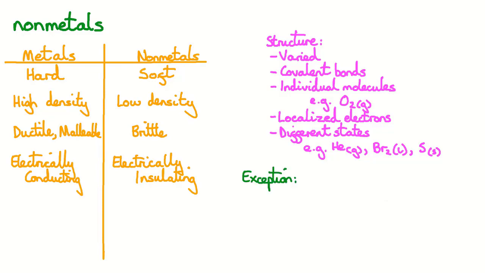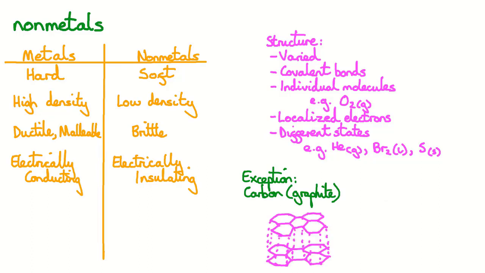Again, though, there can be exceptions. For example, carbon in the form of graphite. In graphite, the structure, just like metals, involves layers. Each layer is made up of carbon atoms which are covalently bonded to 3 other carbon atoms. In between these layers, though, we do have some free electrons. And it's these electrons which allow carbon in the form of graphite to also conduct electricity.